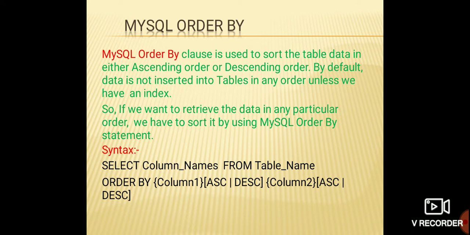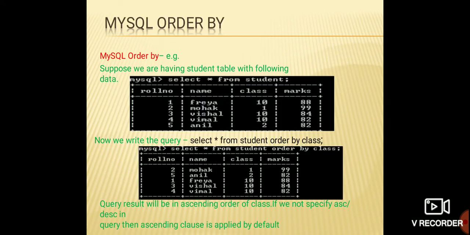Like if class is there, you want to arrange it according to marks also. Class also you want, and according to marks also you want it arranged. So there you will write class ascending, then marks ascending, or class descending, marks ascending. According to that you can apply it. Next, you can see the example here.